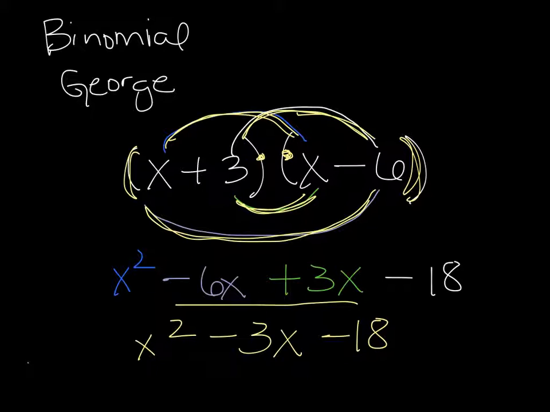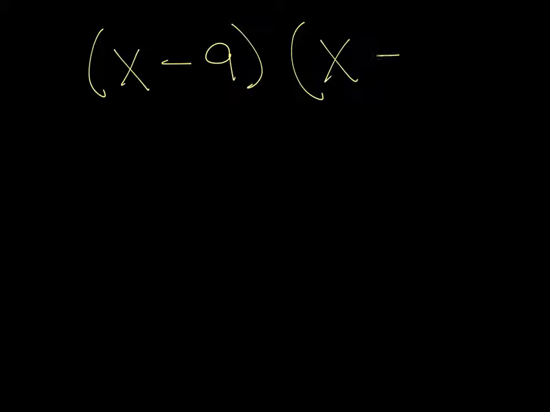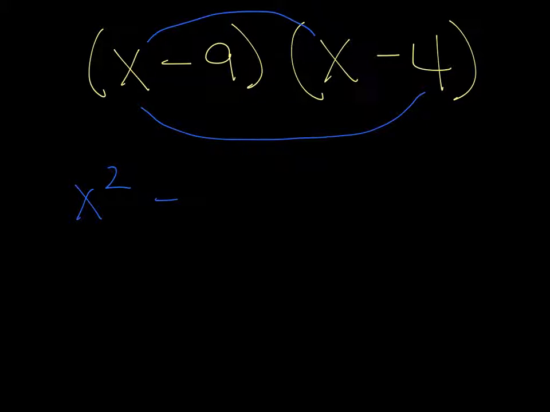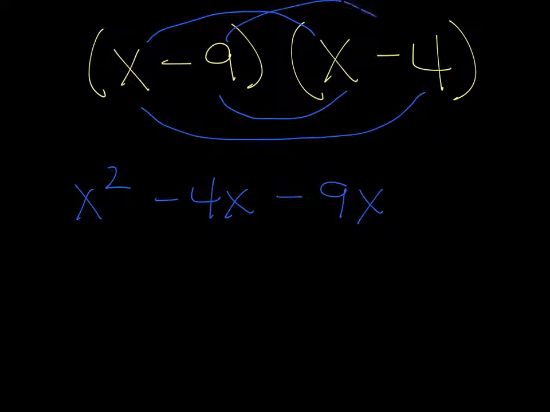Alright, let's go on. Alright, let's try x minus 9 times x minus 4. Why don't you pause the video and try it by yourself? Alright, so here's what you should have gotten. When you do your first terms, x times x is x squared. When you did your outer terms, x times negative 4 is negative 4x. When you do your inner terms, negative 9 times x is negative 9x. And when you do your last terms, negative 9 times negative 4 is plus 36.